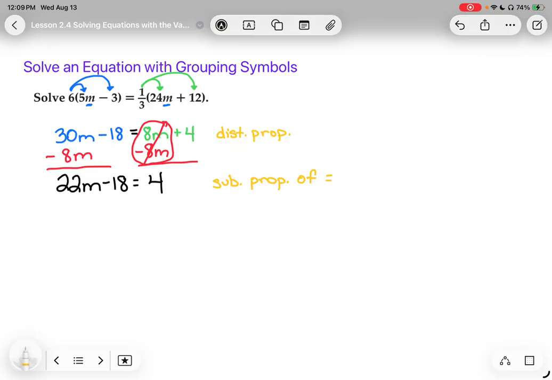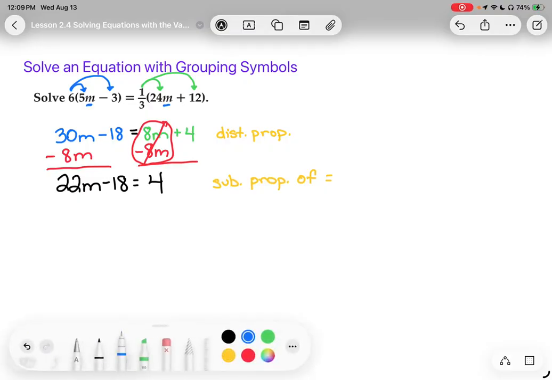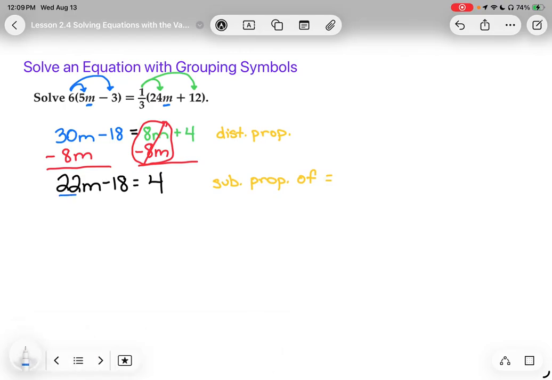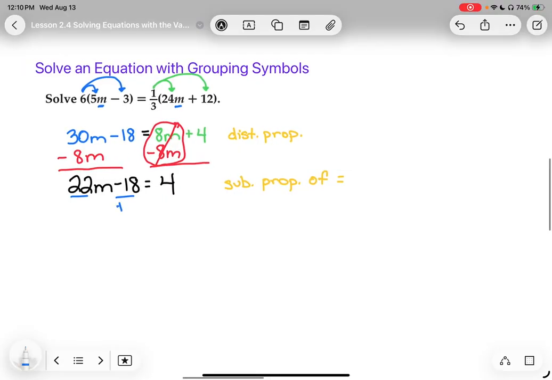Okay. Now we're 2 steps away from the answer. We can either divide everything by 22, or we can add 18. Clearly, dividing by 22 right now is going to give us some fractions, which is fine, but will certainly be more difficult than if we use the addition property of equality right now and just add 18 to both sides. That allows us to avoid fractions.